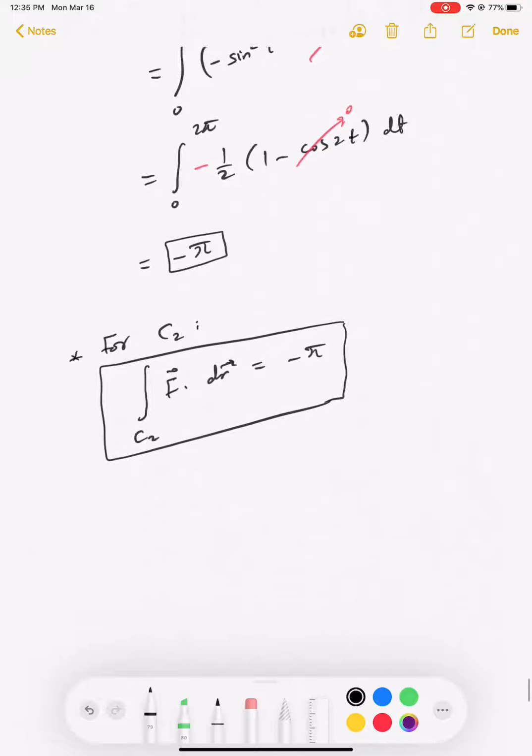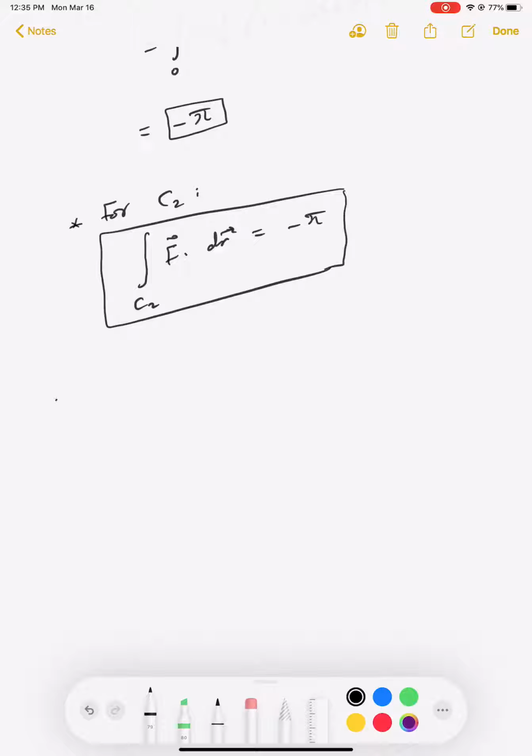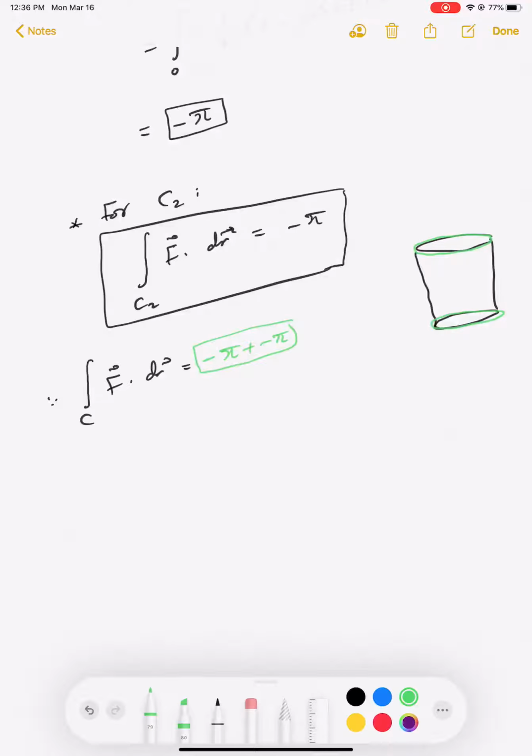That's it. Okay. So now we say, okay, so what's the integral over the curve? What is the opening curve in the Stokes theorem? It's the opening. If you look at the cylinder in this example, you have 2 openings. So you need to look at the upper curve, the lower curve, then you add them. But the question is, do we add minus pi plus minus pi, or pi plus pi? Or maybe pi plus negative pi, or negative pi plus pi.